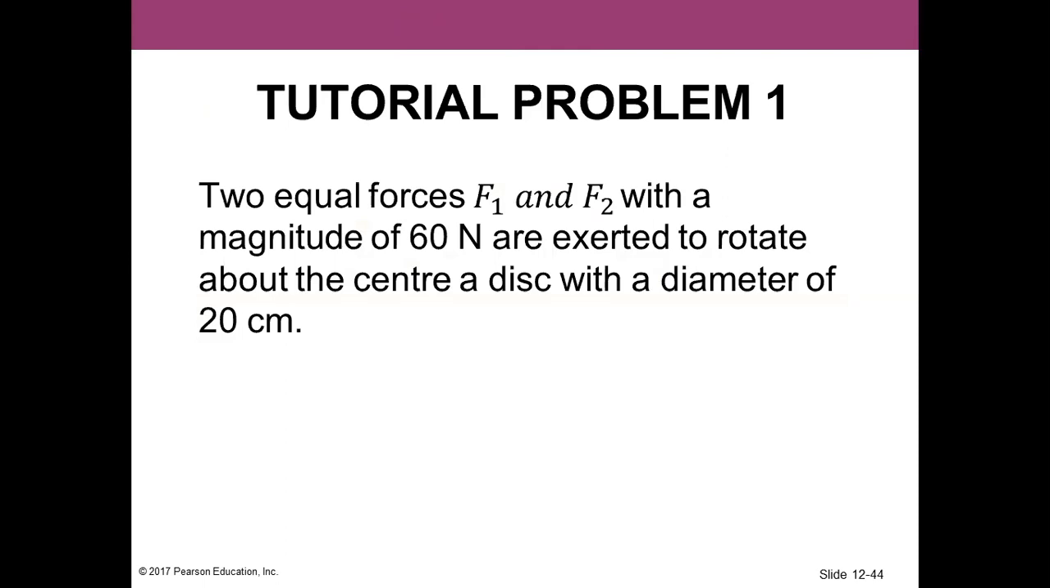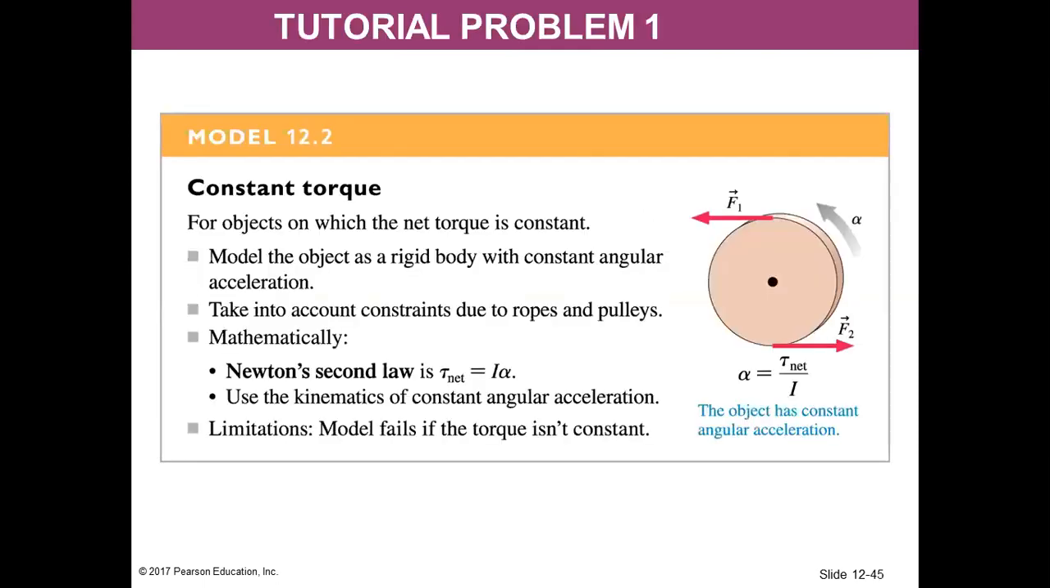Tutorial problem number 1, you need to do it by yourself at home. Two equal forces F1 and F2 with a magnitude of 60 newtons are exerted to rotate about the center of a disk with a diameter of 20 centimeters. So you can see we have two forces that are equal, F1 and F2, then we have a diameter. They're acting in the opposite direction, but they're acting equal along the same direction, horizontal.